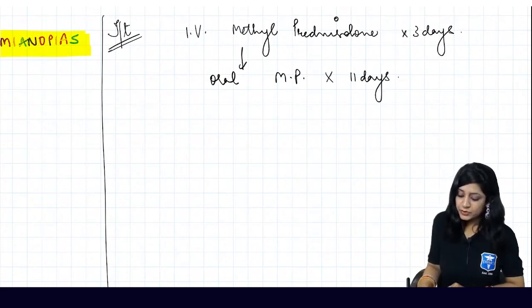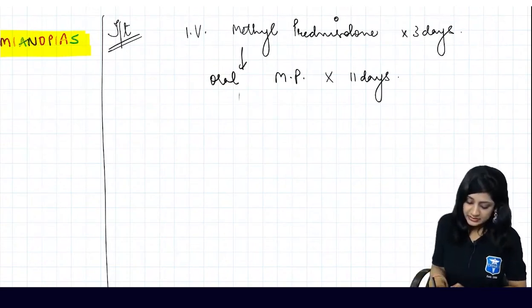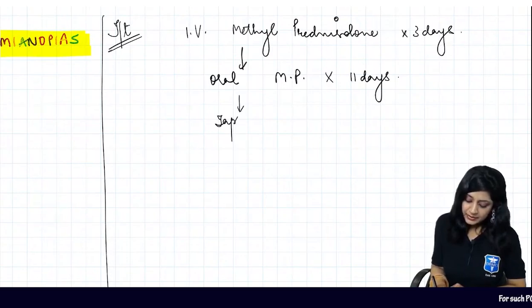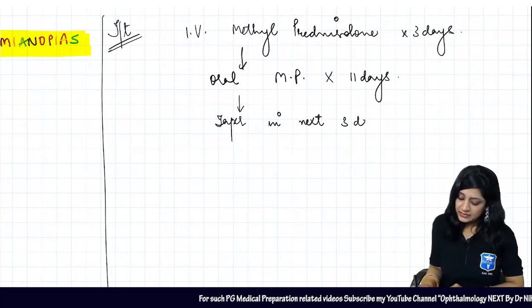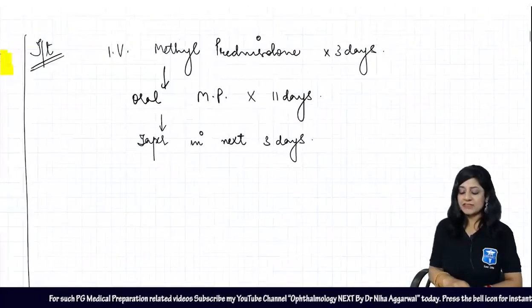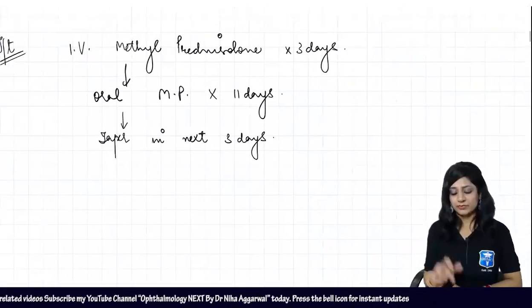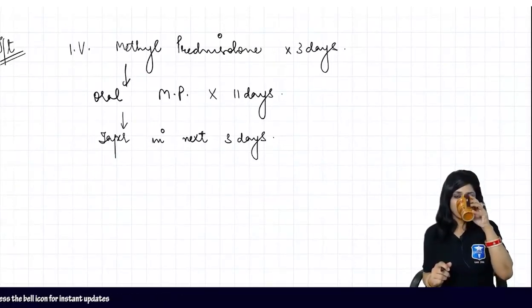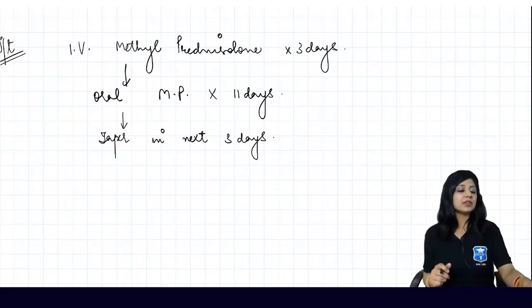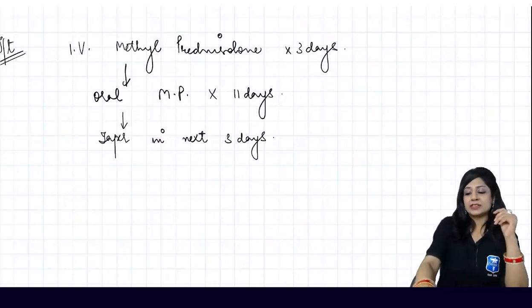First give IV for 3 days, then oral for 11 days, and then taper in the next 3 days. You have to taper it. So in total I have to give 17 days of treatment. This is the treatment of optic neuritis.